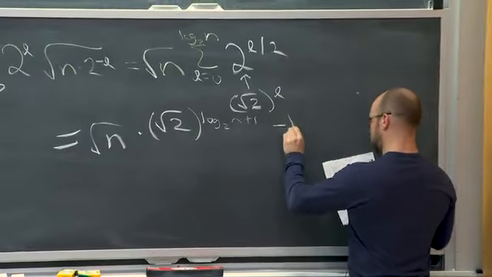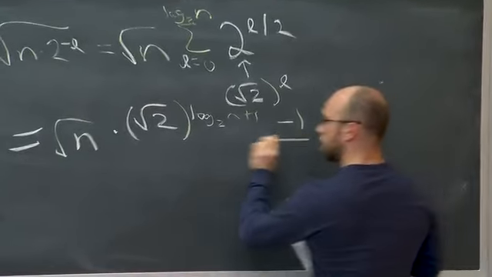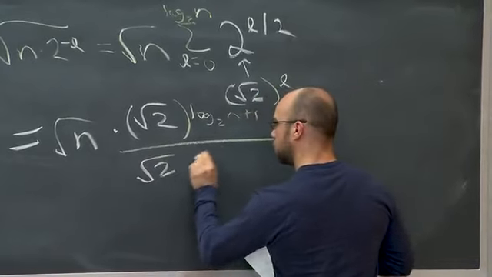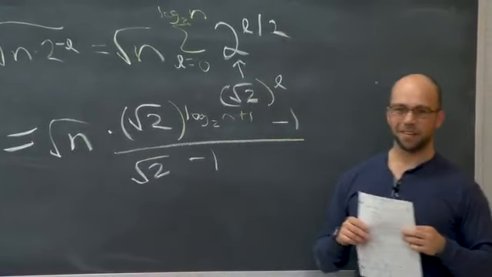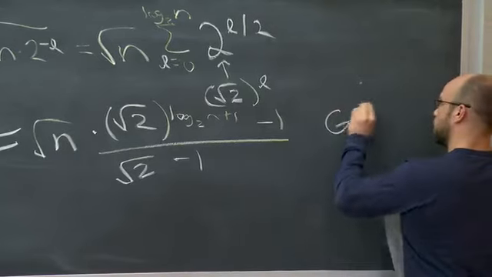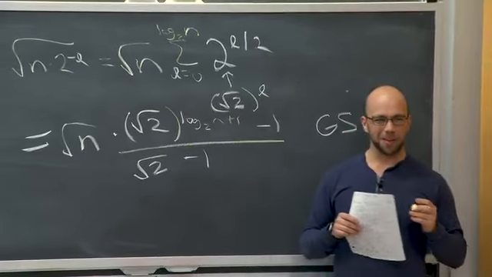Minus 1 divided by the square root of 2 minus 1. Right, and this is the geometric series formula. So I encourage you guys to go back home and Google that one if you forgot.